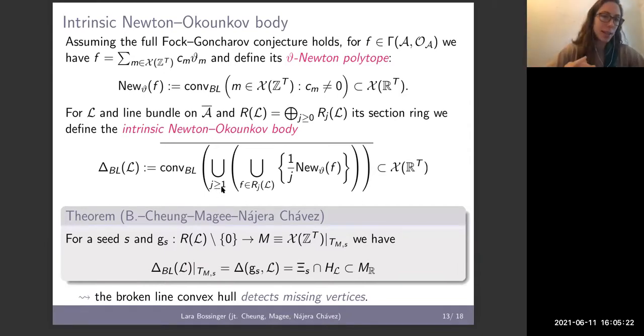Yeah, it is as in the case for Newton-Okounkov bodies for projective varieties. I mean, do we even know that the section ring is finitely generated? We probably don't, right? Well, these would be assumptions we would have to make. But if you don't know, then it's a very natural step to take all J. So it's safe this way.